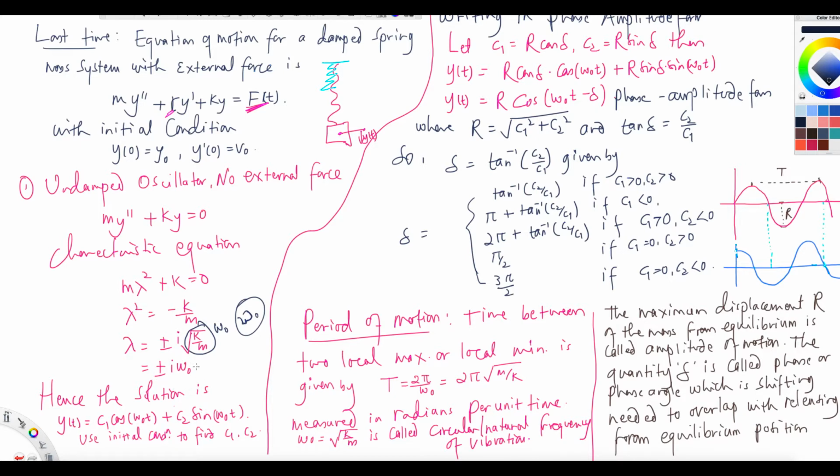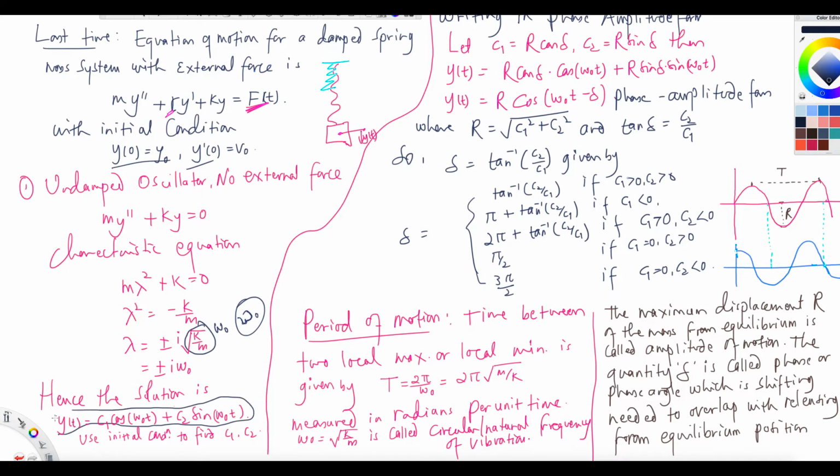Since it is purely imaginary, this is how the solution of this equation looks, right? To find C1 and C2, you will use the initial conditions. Okay, now I want to write this solution in a slightly different form.